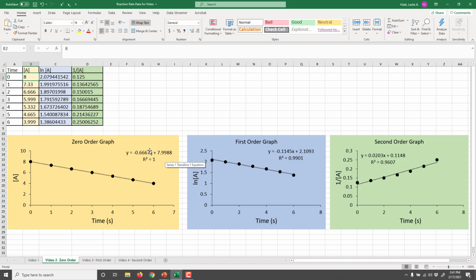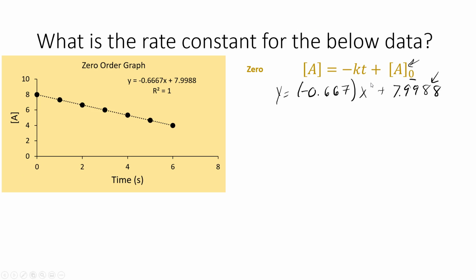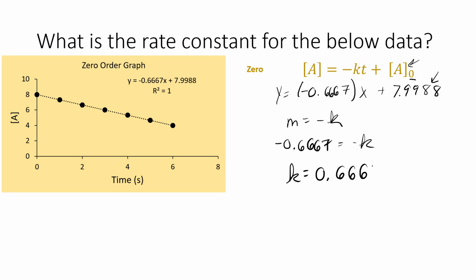Yes, there's a little error, but there's always a little bit of error whenever you're trying to make experimental data match a mathematical model. What then is my K? Well, once again, we've got that the slope is equal to negative K. My slope is 0.6667, equals negative K. So therefore my K equals 0.6667. What are my units?